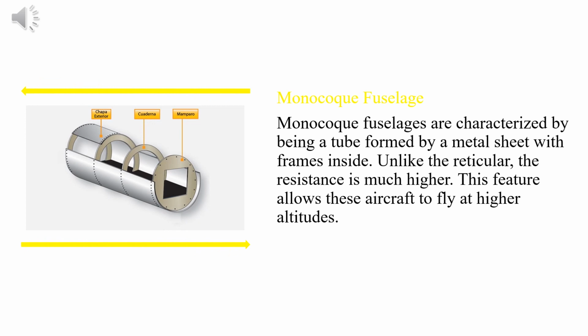Monocoque fuselage. Monocoque fuselages are characterized by being a tube formed by a metal sheet with frames inside. Unlike the lattice, the resistance is much higher. This feature allows this aircraft to fly at higher altitudes.